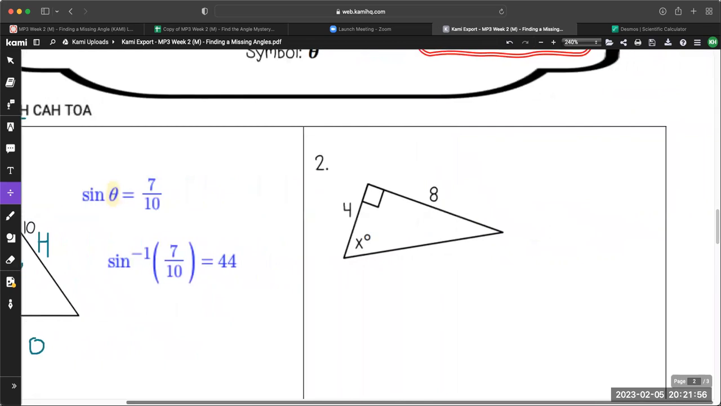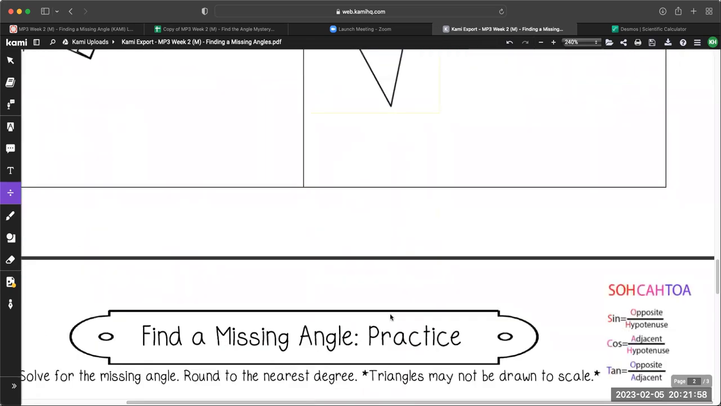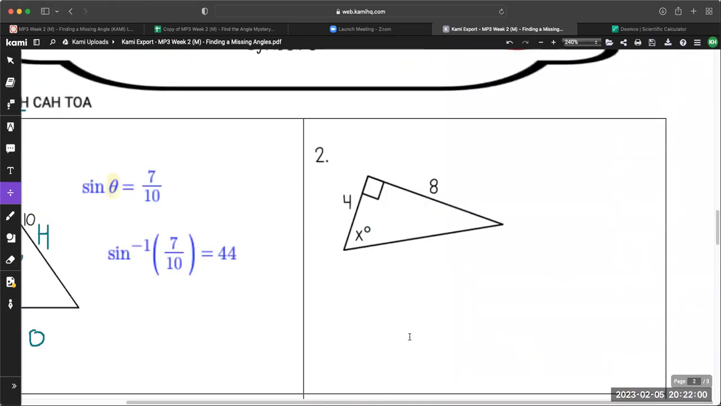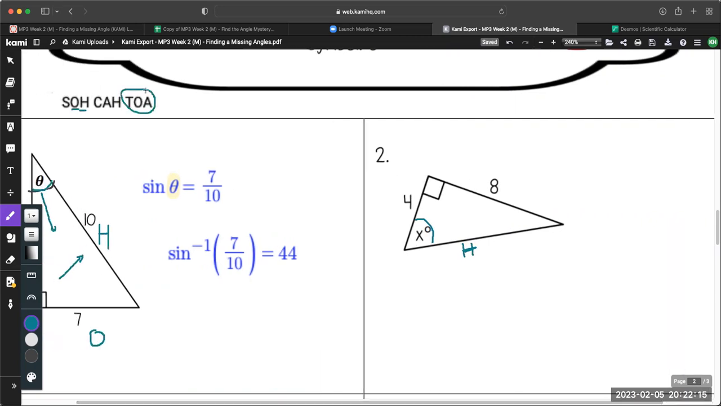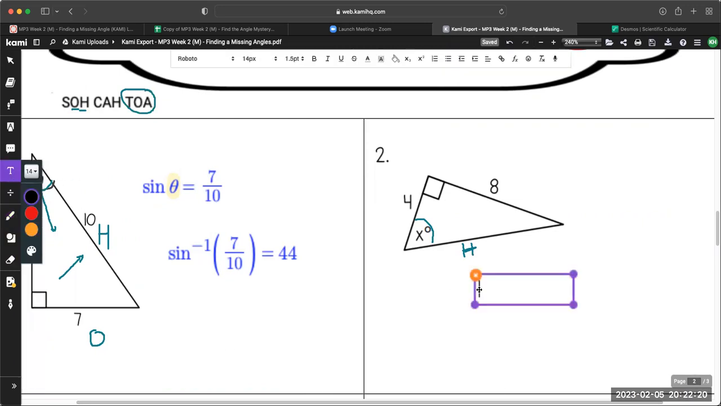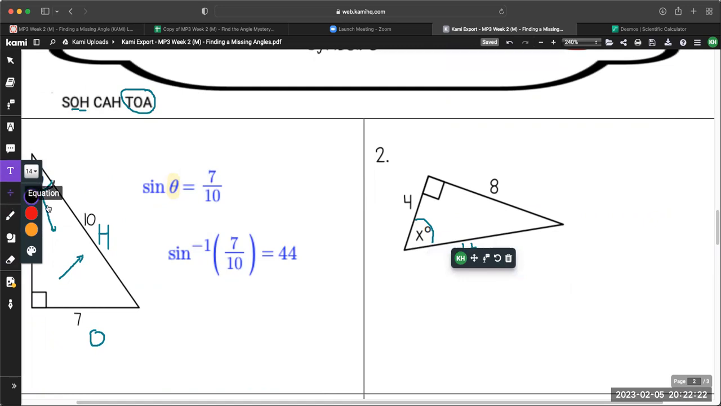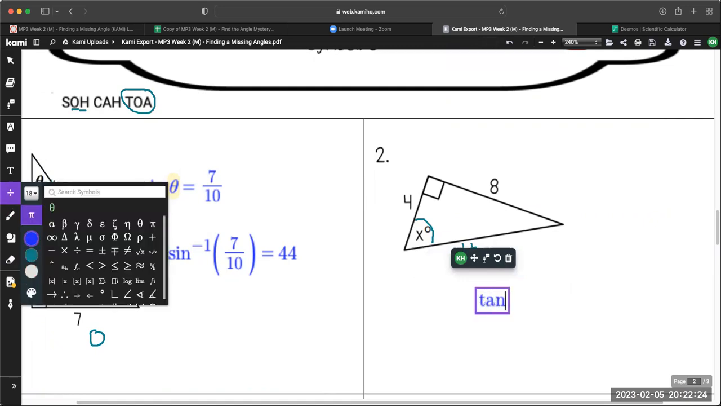Okay, let's try a few more, and then you can give a few on your own. So we have this angle up here. We're looking for how many degrees X is. I don't know my hypotenuse, right? My hypotenuse is not here. So if I look at my SOHCAHTOA, the only one that doesn't use hypotenuse is tangent. So our equation is the tangent of X is going to equal its opposite side.